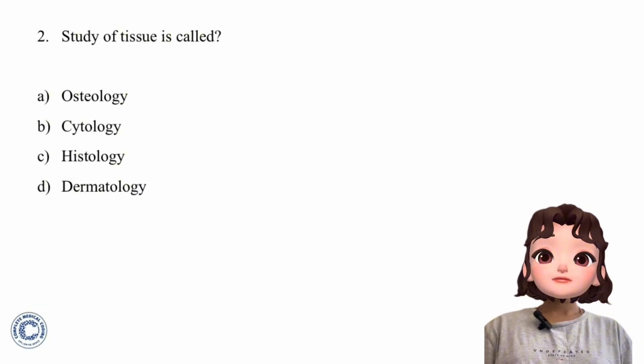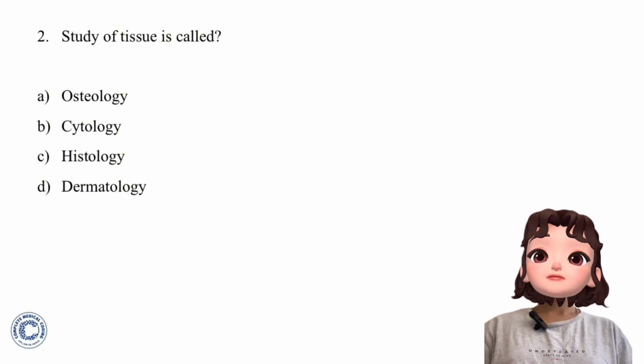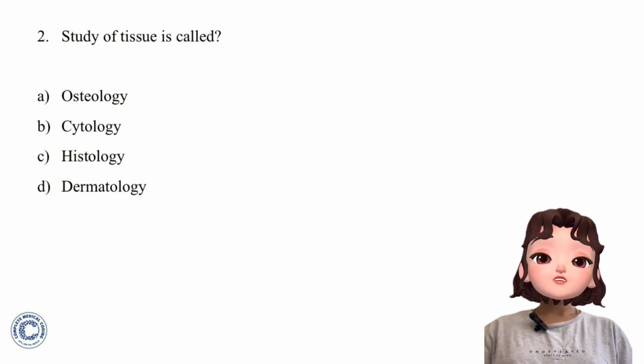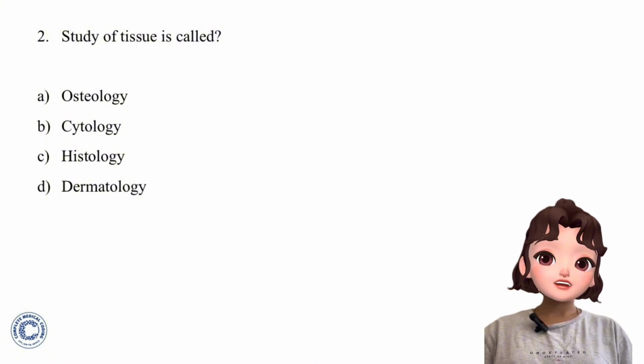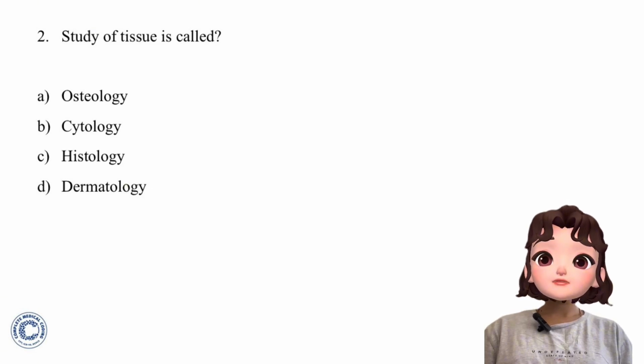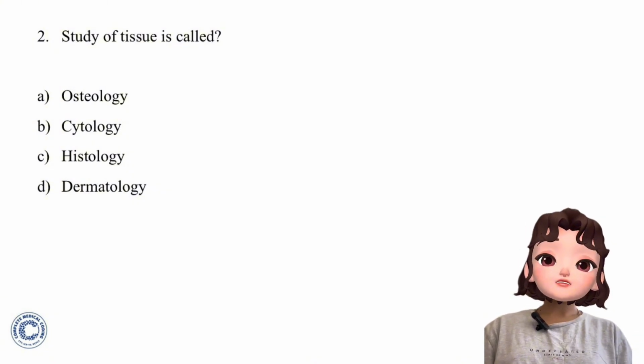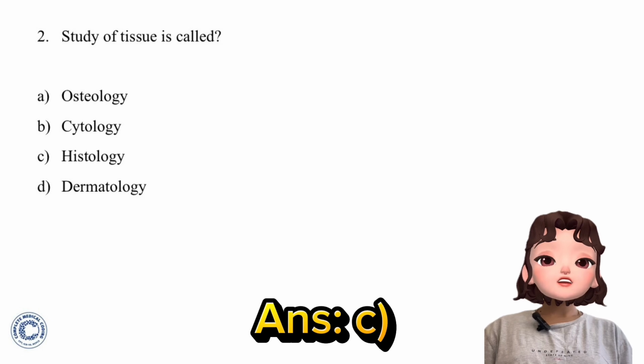Second question. Study of tissue is called. What do you call a study of tissue? Option A, osteology. Option B, cytology. Option C, histology. And option D, dermatology. Study of tissue is called histology. The answer is option C, histology.